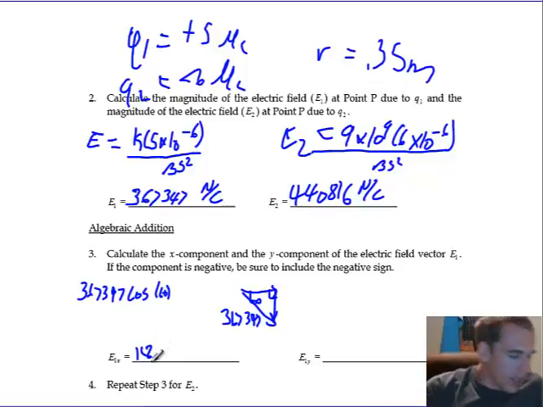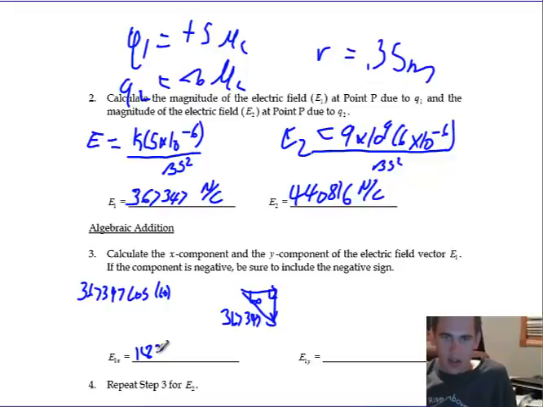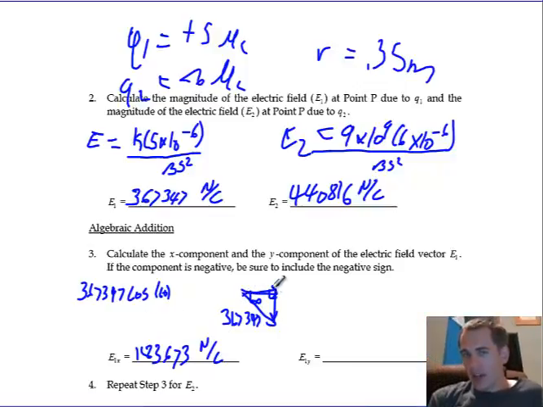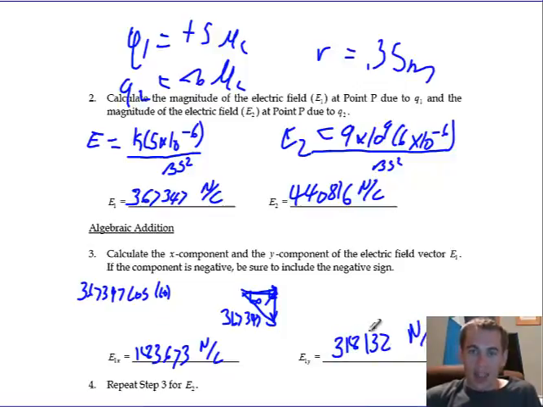183,673 newtons per coulomb, and this is an x. Now be careful. This x component is actually this direction, which is positive, so I'm okay with that. But my y is going to be negative. I'm going to do the same thing, only instead of cosine, it is sine, because sine is the opposite side. So changing my cosine to sine, I get 318,132 newtons per coulomb. This one is negative because it is going down.